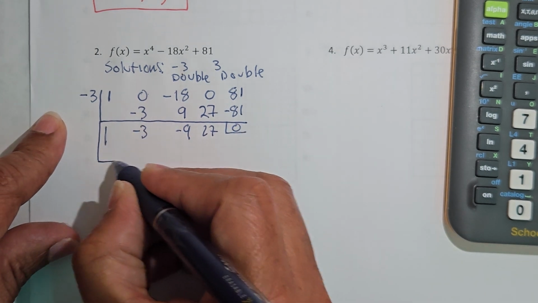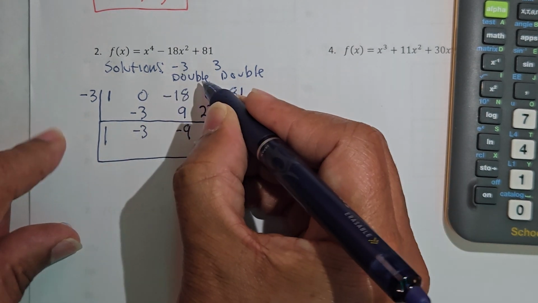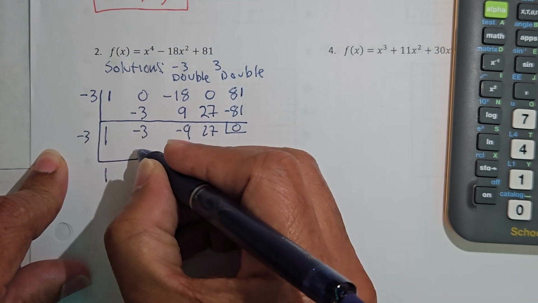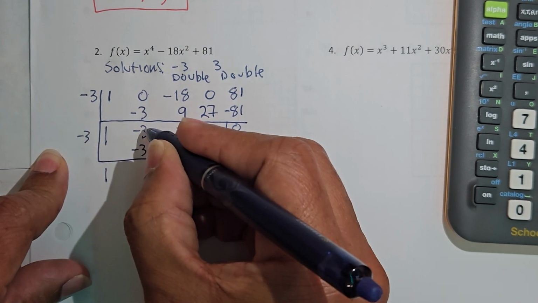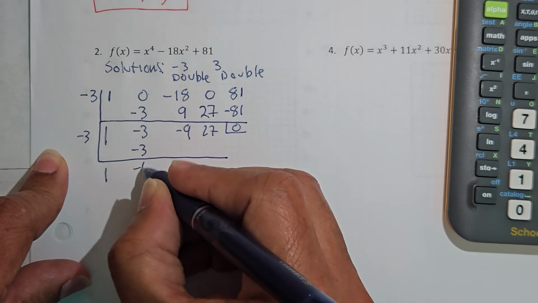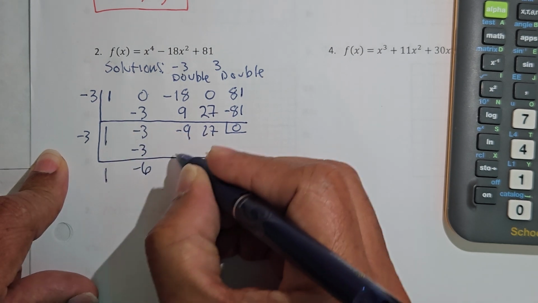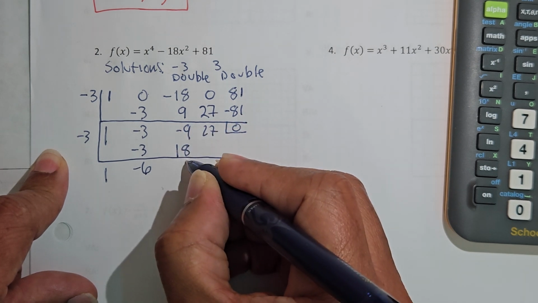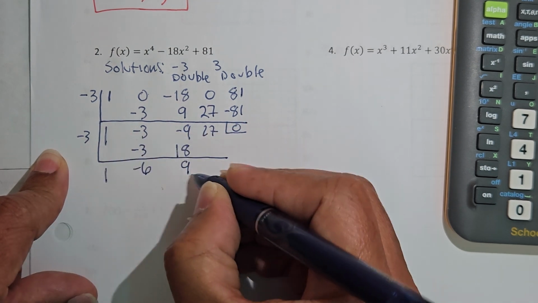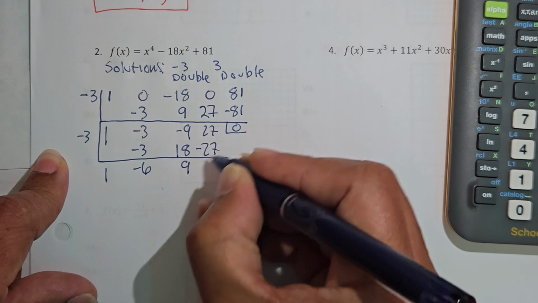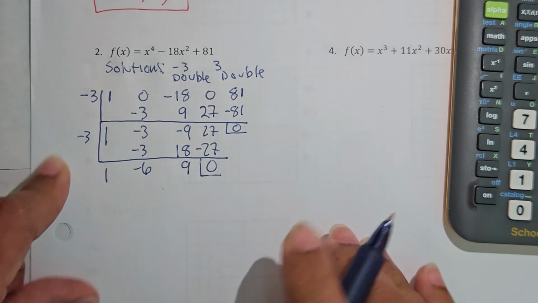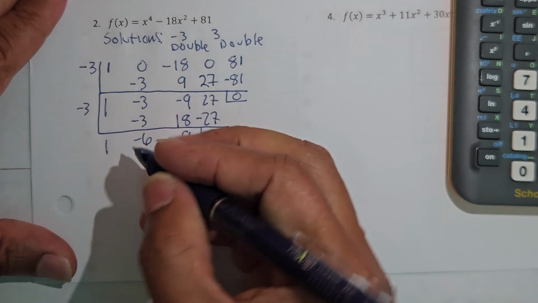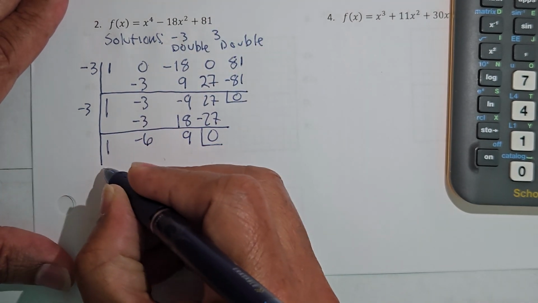That means we move on and use it one more time because it seems to be a double. -3 again: -3 times 1 is -3, -3 minus 3 is -6, -3 times -6 is +18, and -9 plus 18 is +9. Negative 3 times 9 is negative 27. Again, this seems to be working. So these two are actual solutions, as we have proved using synthetic division.